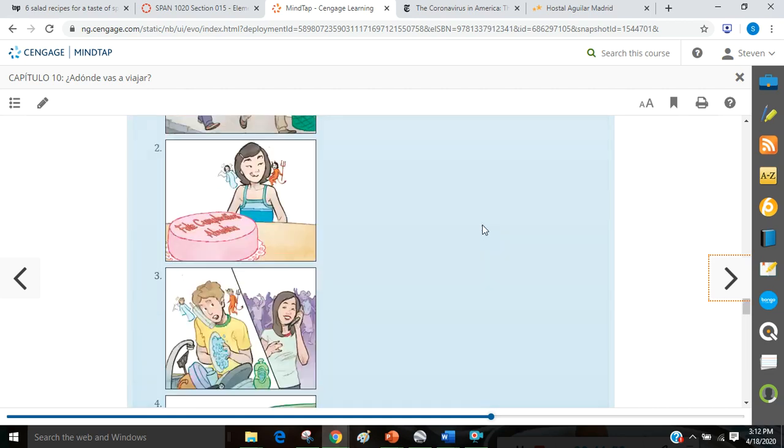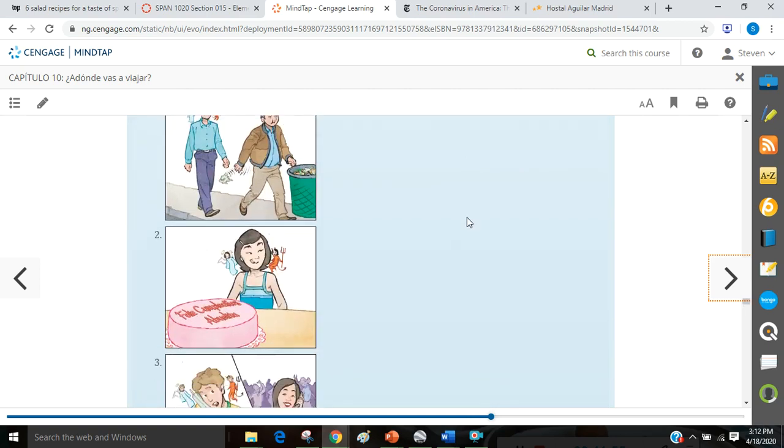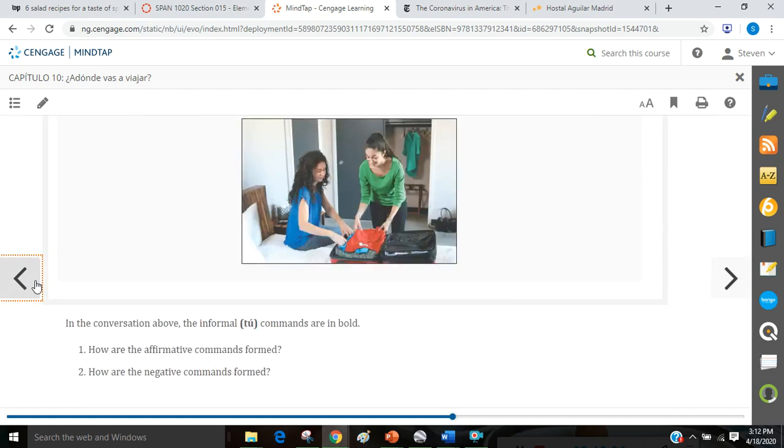Okay, so you can pause at this point, complete that activity. It doesn't look like I'm able to get it all in the screen at one time, but it's in our textbook on page 338. Bueno, tenemos una actividad más. Y vamos a discutir los hoteles.